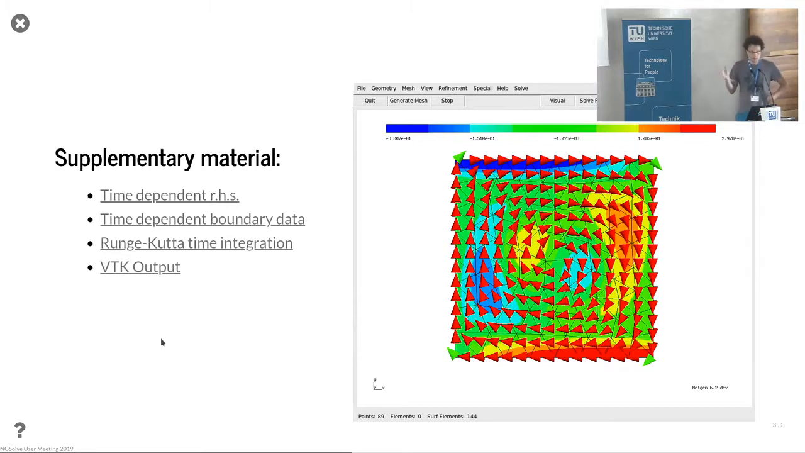Okay, so this was a very simple starting point to solving time-dependent problems, and many components you already saw somewhere else. There are a few other details that I will not go into, so there's some supplementary material for you later on if you're interested. So how to kind of change the problem to have a time-dependent right-hand side, how to involve time-dependent boundary data, how to do Runge-Kutta schemes, so higher order time integration, or how to do VTK output for making videos or kind of pictures for post-processing.